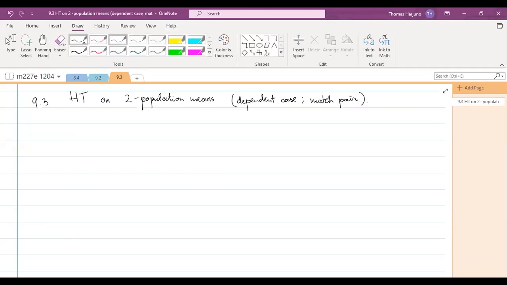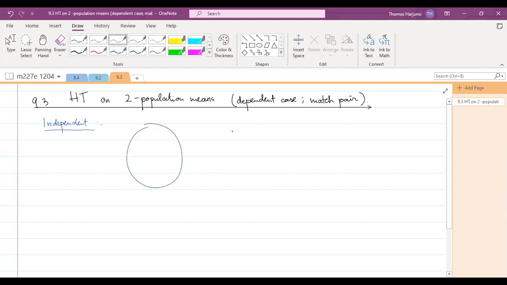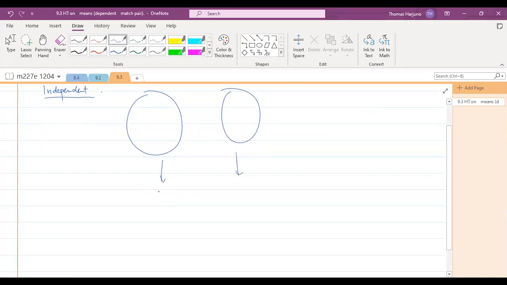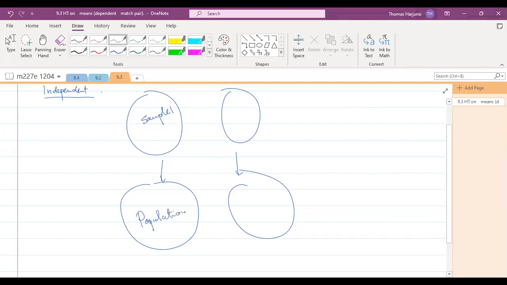Now, what's the difference between the independent case that you learned in 9.2 earlier and the dependent case? Now, in the independent case, we deal with two different samples and try to infer to two different populations. It's a sample 1, and we have to infer something about population 1. Sample 2, to infer something about population 2.